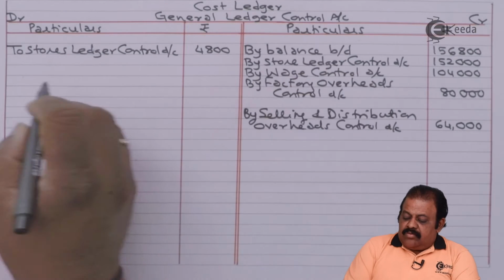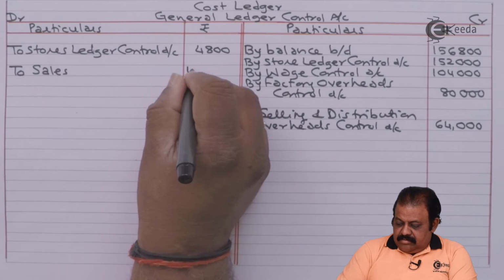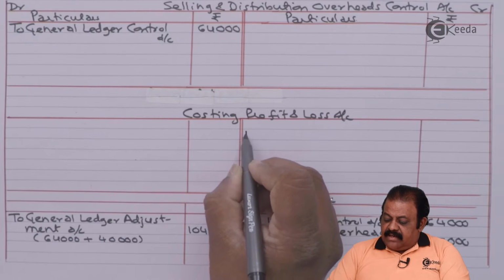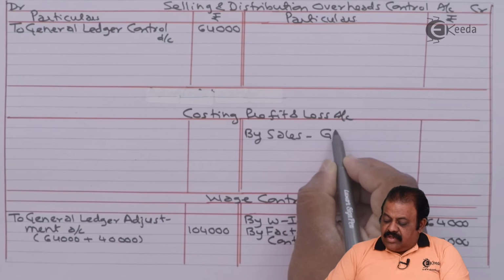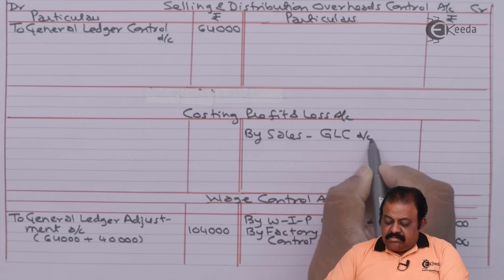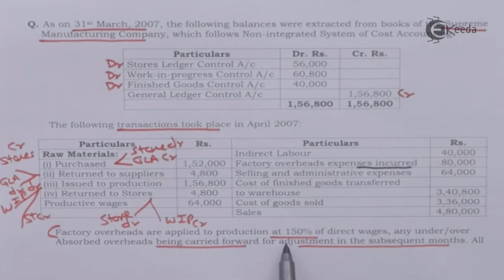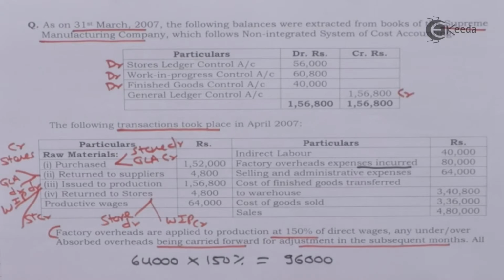General ledger control account debit side to sales 4,80,000. Costing profit and loss account credit side by sales transfer to general ledger control account 4,80,000. Factory overheads are applied to production at 150% of direct wages. Your direct wages are 64,000. 150% of 64,000 is 96,000.